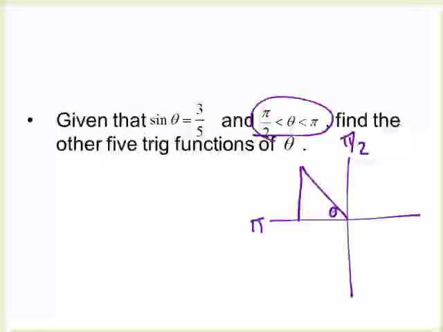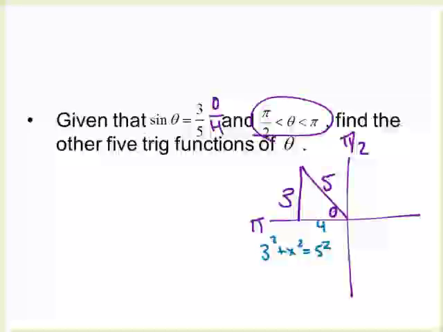What's SOHCAHTOA for sine? Opposite over hypotenuse. Given that the opposite is 3 and the hypotenuse is 5, we can find the third side. This one happens to be a special triangle, but in general, how could we find the third side of the triangle? The Pythagorean theorem. So we could do 3 squared plus x squared equals 5 squared. This one is 4 then, kind of.